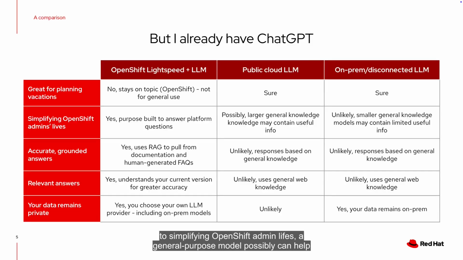When it comes to simplifying OpenShift admin lives, a general-purpose model possibly can help you with OpenShift-related questions, but it's likely that the responses are useful only with big public cloud LLMs. With on-premise models, the knowledge is more limited. OpenShift Lightspeed, on the other hand, was purpose-built for this exact task. It's not a generalist, it's an expert system designed from scratch to answer OpenShift platform questions. With cluster introspection, Lightspeed can gather information from resources in your nodes and compose answers based on that information. Also, its knowledge is always backed by relevant OpenShift documentation via RAG.